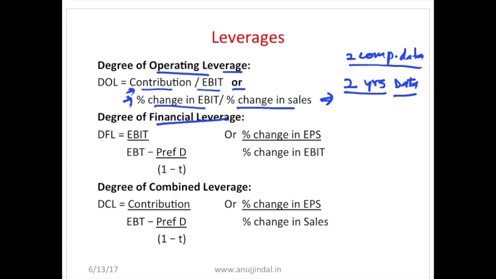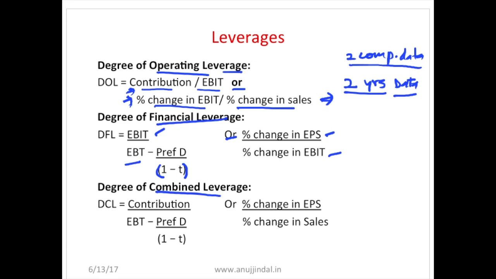Degree of financial leverage is EBIT upon EBT. EBIT is earnings before interest and taxes, upon earnings before taxes, but you reduce preference dividend, and you divide preference dividend by 1 minus T. So you are removing the tax disadvantage that pertains to preference dividend, and therefore preference dividend is divided by 1 minus T. The second formula, when you're again comparing two sets of data, is percentage change in EPS upon percentage change in EBIT.